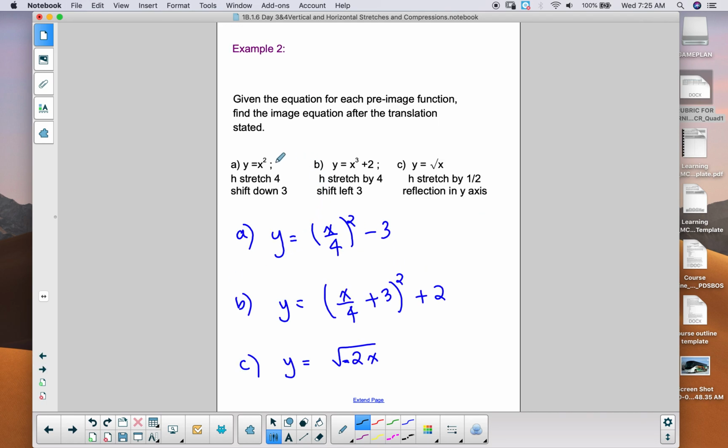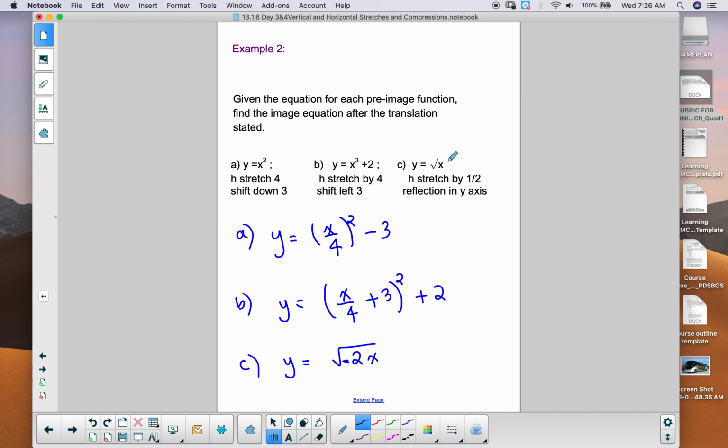So given these equations for the pre-image function and the transformations, come up with the equation of the image function. The first one, you have y equals x squared has gone through a horizontal stretch of 4 and has shifted down 3 units. What does the equation look like? Because it's stretched by 4, you have to divide x by 4 in the equation and square that, minus 3. In the second example, x cubed plus 2 has been stretched by 4 and shifted left 3. So again, x divided by 4 to show the horizontal stretch. Moving to the left 3 means plus 3 inside the cube, and the plus 2 remains.